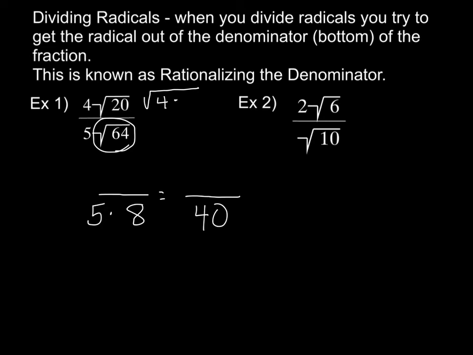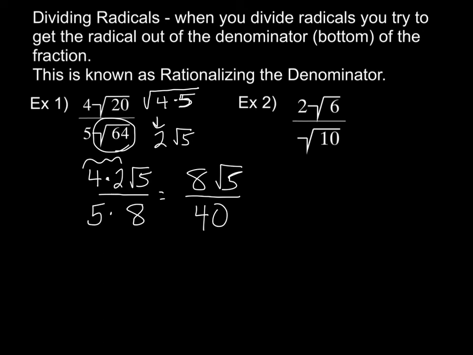I do know that 20 has a perfect square in it. It is 4 times 5, and that becomes 2 radical 5. So this numerator is 4 times 2 radical 5 after I've simplified the radical 20. The 4 and the 2 multiply together, and I get 8 radical 5.